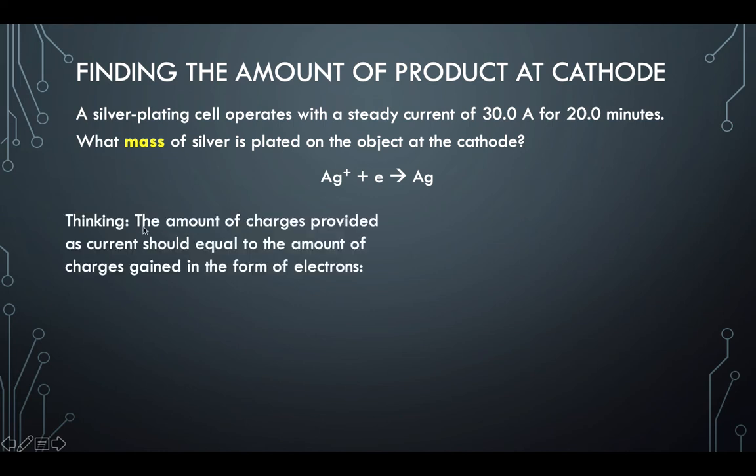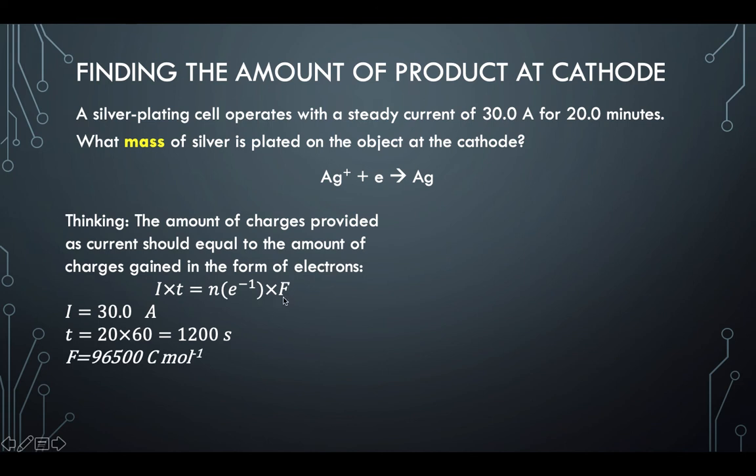The amount of charges provided as current should equal the amount of charges gained in the form of electrons. So we have that equation, and I equals 30. T is measured in seconds, remember? So we have to convert it to 1200 seconds. F is a constant, so you don't have to worry about that. The only thing we don't know is the amount of electrons gained. We can figure it out easily by rearranging this equation, and the amount of electrons gained is 0.373 mole.